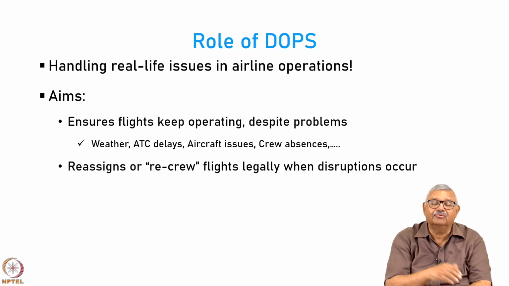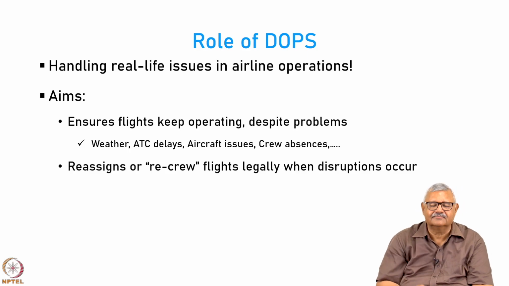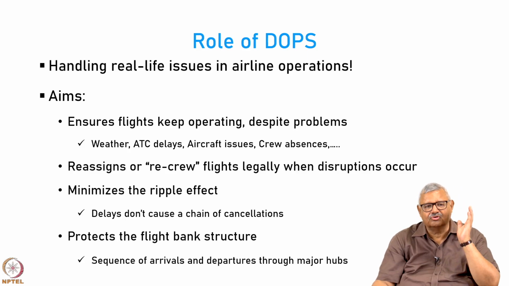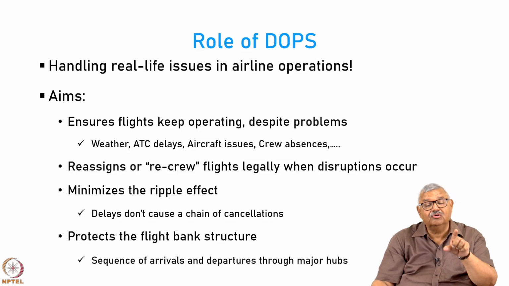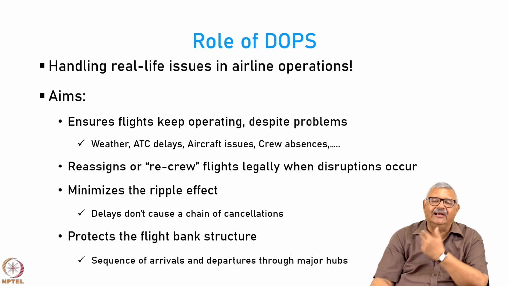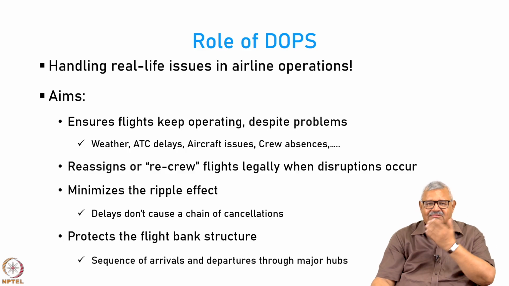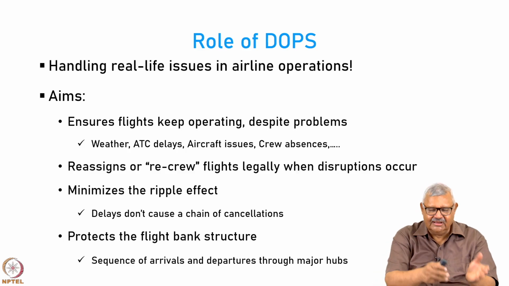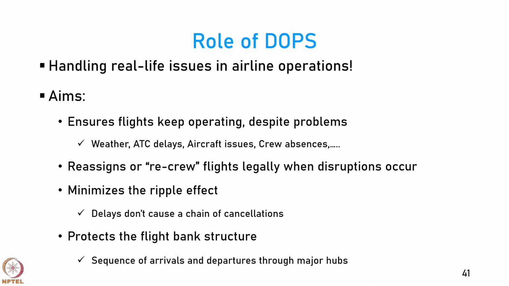You should be able to reassign or recrew the flights legally when disruptions occur, so that the show goes on. You need to minimize the ripple effect when you do the solution, because you do not want delays to cause a chain of cancellations. And you also want to protect the flight bank structure. You want the flights to continue in the banks that they do, especially at hubs and spokes. So, the sequence of arrival and departure through hubs should not be very much affected.